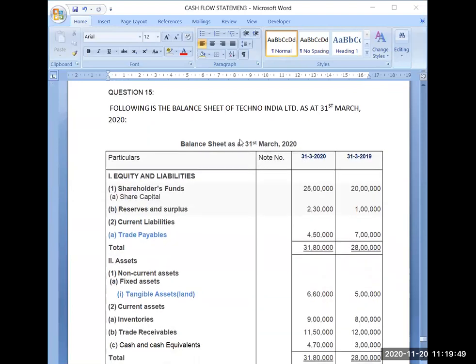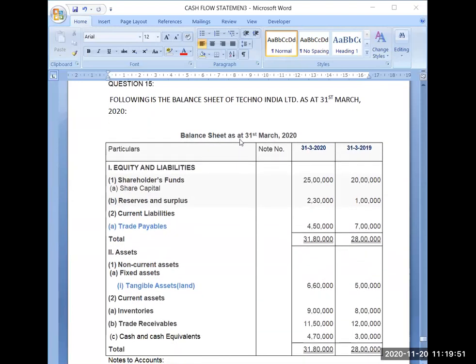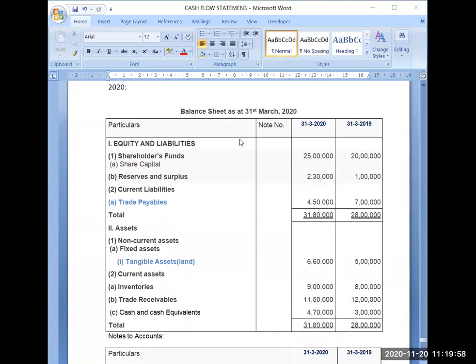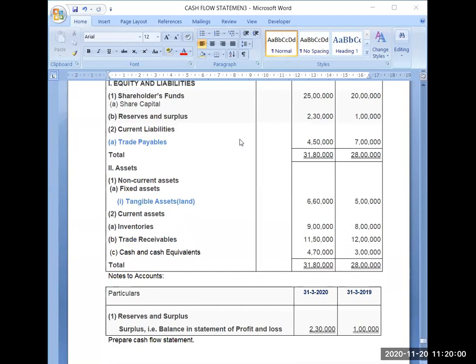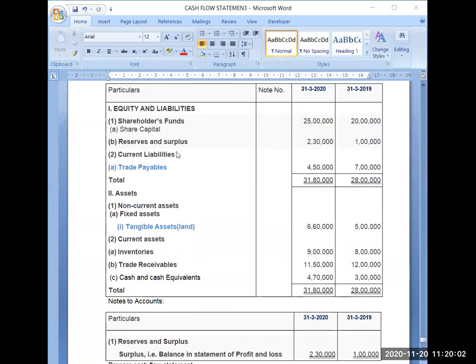Now see this question. Following is the balance sheet of Techno India Limited as at 31st March 2020. This balance sheet is given here. Proper balance sheet. Shareholder fund is given. Reserves and surplus is given. Current liabilities, non-current assets, current assets, everything is given.